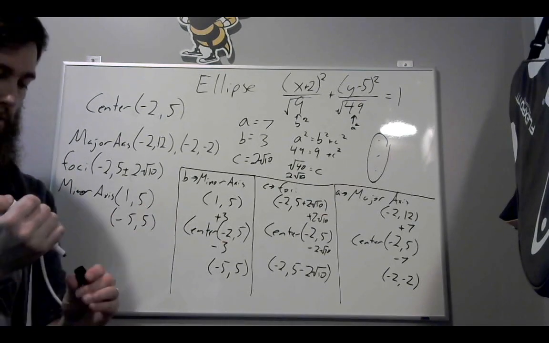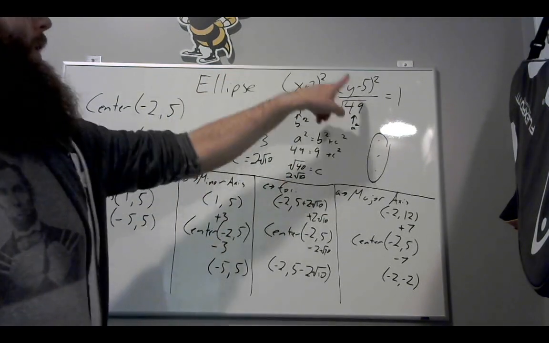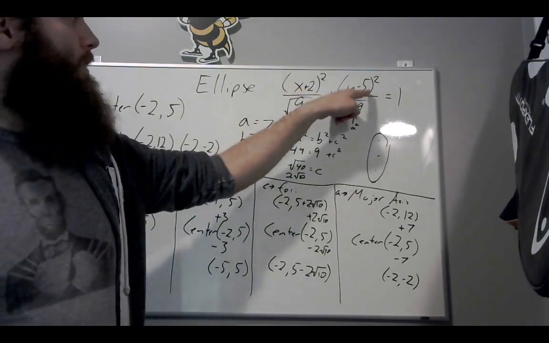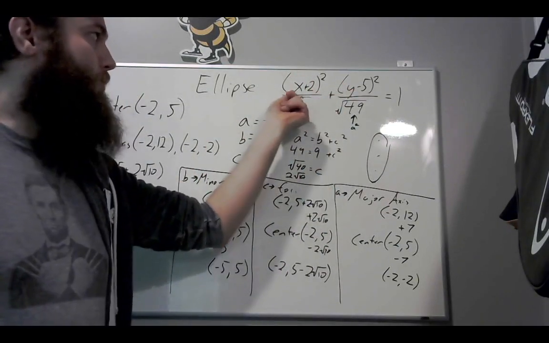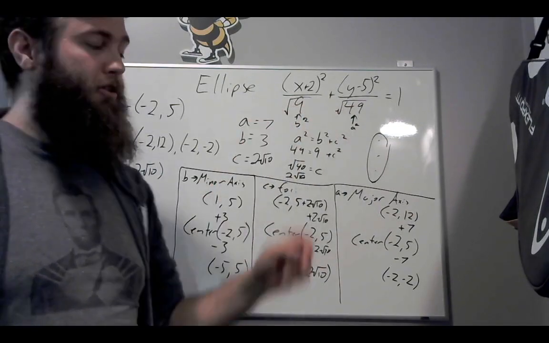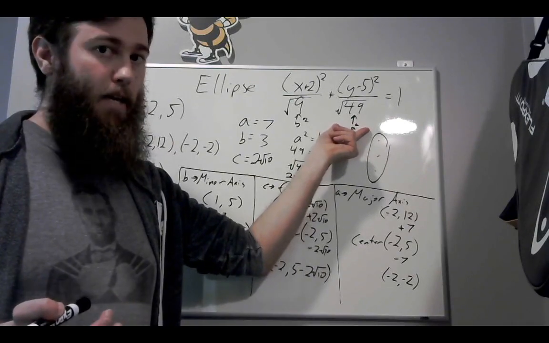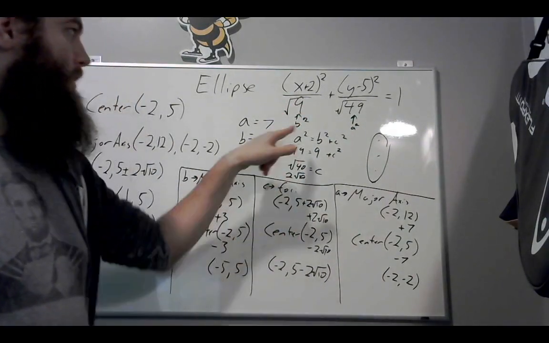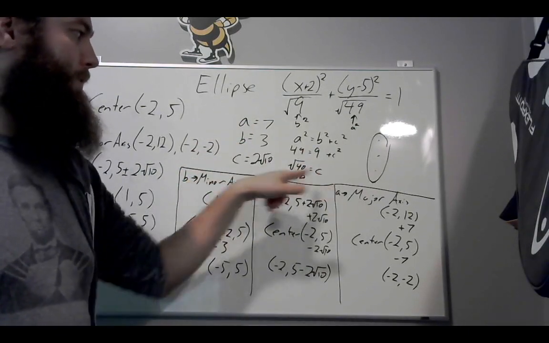So again, a quick recap. We took out the center first. I found that the center was (-2, 5), because again, the minus is built in. X with x, y with y. I then determined which of these two was larger, 49 or 9. Since 49 was larger, that's going to be my a squared term. Since 9 was smaller, that's my b squared term. So then I found a and b. I also needed to find c, so I used this Pythagorean identity.